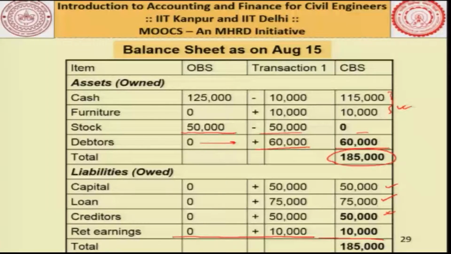So I am assuming the whole profit is coming as retained earnings. So I am showing it in the liability column, and if you add it up, the whole 10,000 plus 50,000 plus 75,000 plus 50,000, you are getting 185,000. So here also you can see your assets and liabilities are matching.